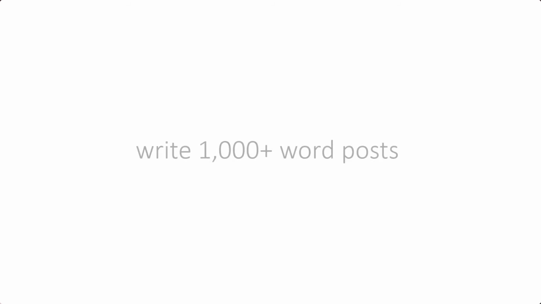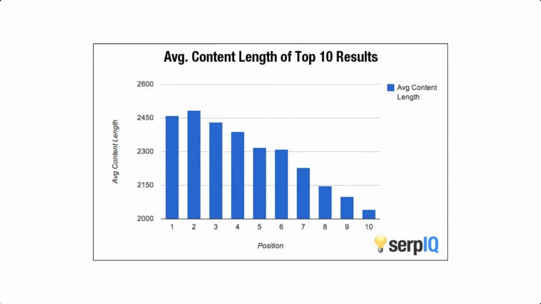Tip number 18 is to write 1,000 words or more. Now, according to SERP, long-form content will get ranked higher than short-form articles. But keep in mind, you want to write quality content, so don't sacrifice quality to get your word count up.